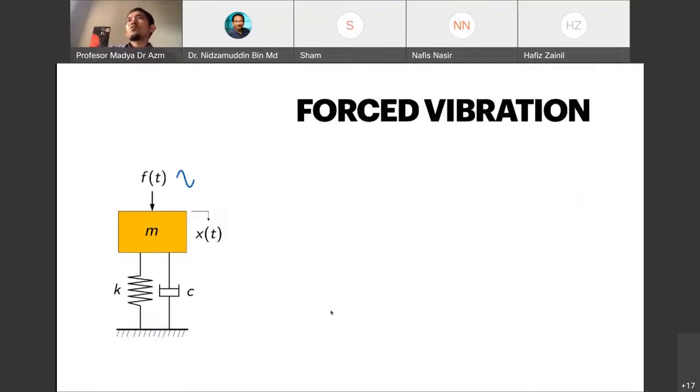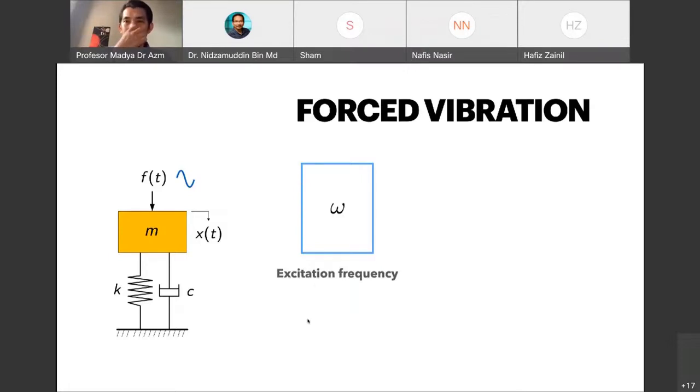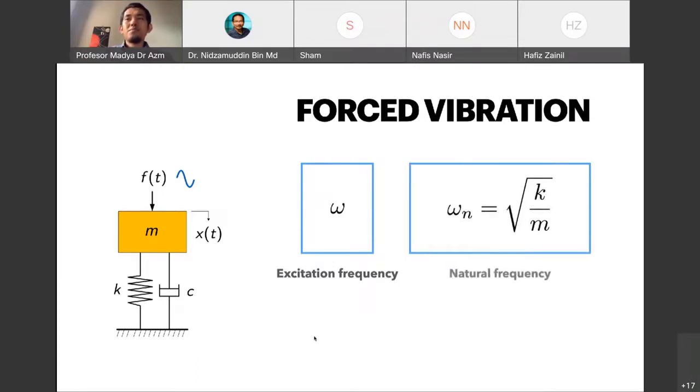Okay, so the moral of the story for forced vibrations is, first we have to identify the excitation frequency, and the second, we have to identify the natural frequency. If you bring this concept into practice, if we face a problem where there is high vibration, the first thing we ask is what excites that frequency. The second one, is it resonance? So we have to identify the natural frequency of the structure.